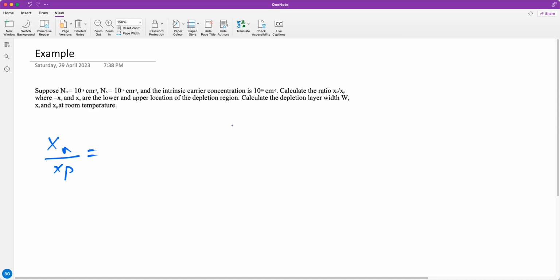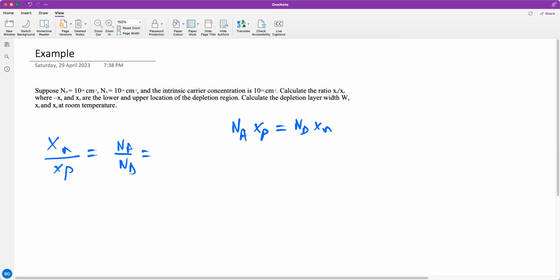Exactly. So the charge conservation equation gives me that the number of acceptors times the width of the P side is equal to, remember, it's the width of the P side of the depletion region, not the whole entire P side, it's just the depletion region, the number of donors times XN. So we are asking about XN over XP, which means NA over ND.